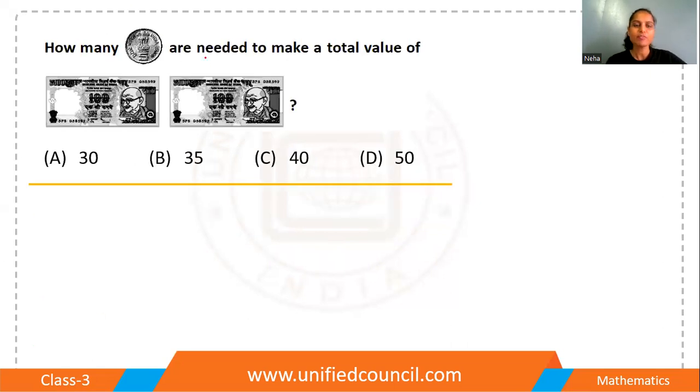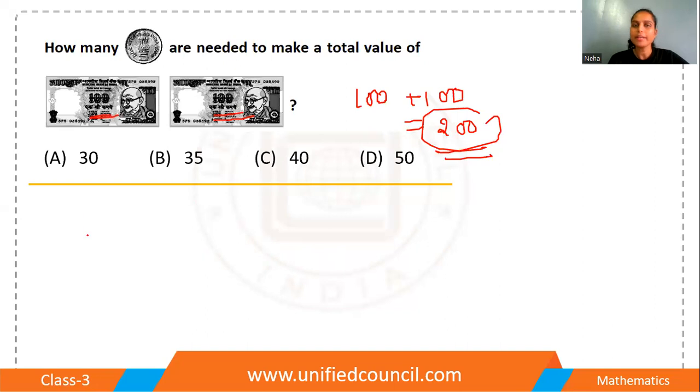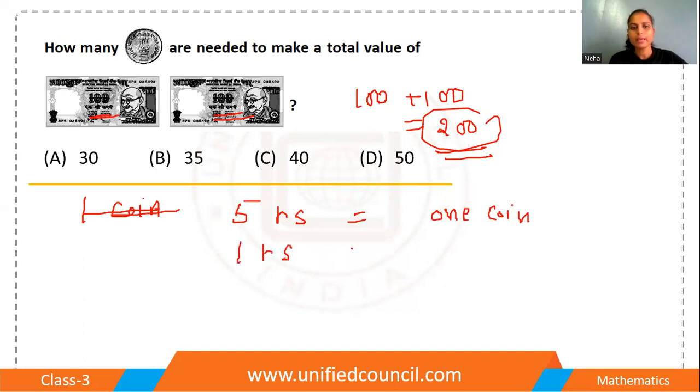How many 5 rupee coins are needed to make a total value? Okay. All right. So the given amount is, this is 100 rupees, this is 100 rupees. So the given amount is 100 plus 100, which is equal to 200. Right? Okay. So how many coins are needed? 1 coin. So basically 5 rupee is equal to 1 coin. Correct? So 1 rupee is equal to 1 by 5 coin.